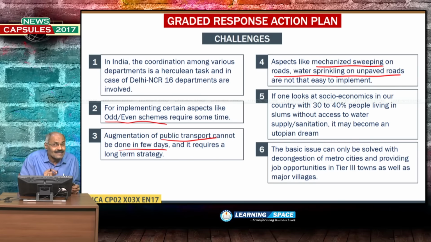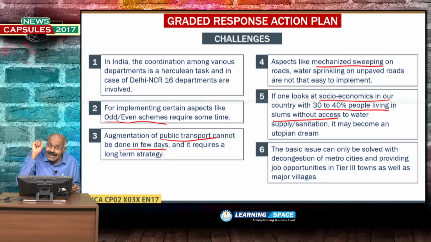It is not that easy to implement all these aspects because the most important aspect, if you look at Indian cities, is the socio-economics in our country: 30 to 40% of people live in slums, without access to water, without access to sanitation facilities, and it may become a utopian dream to implement all these things in the present day context of India.